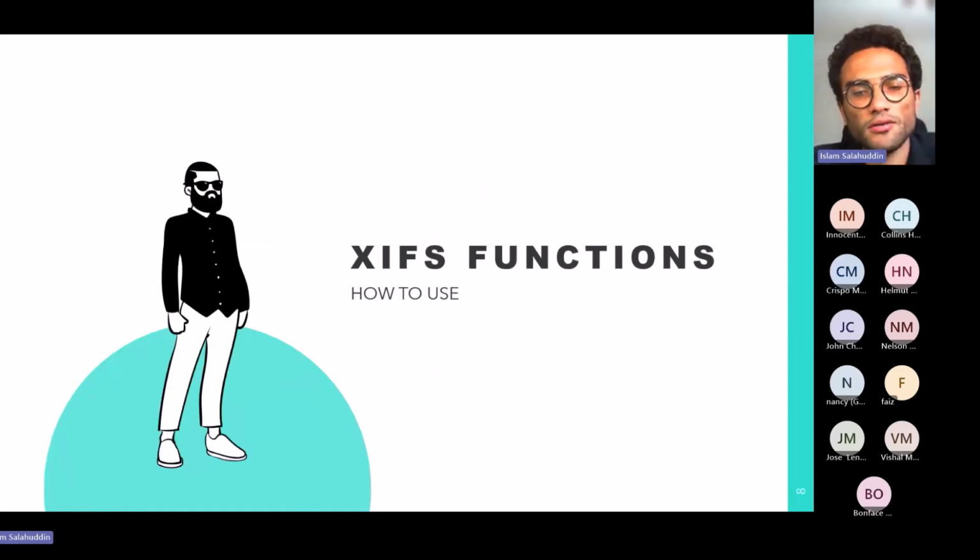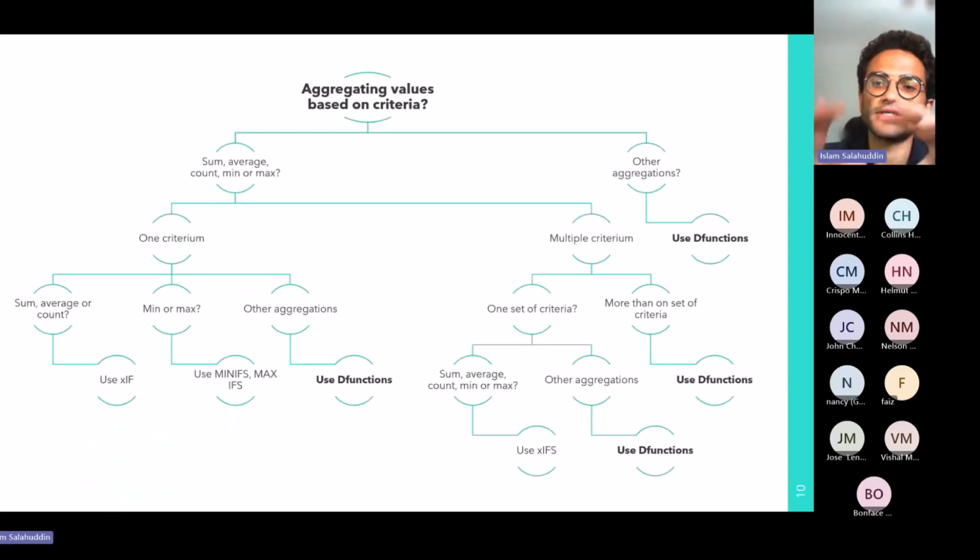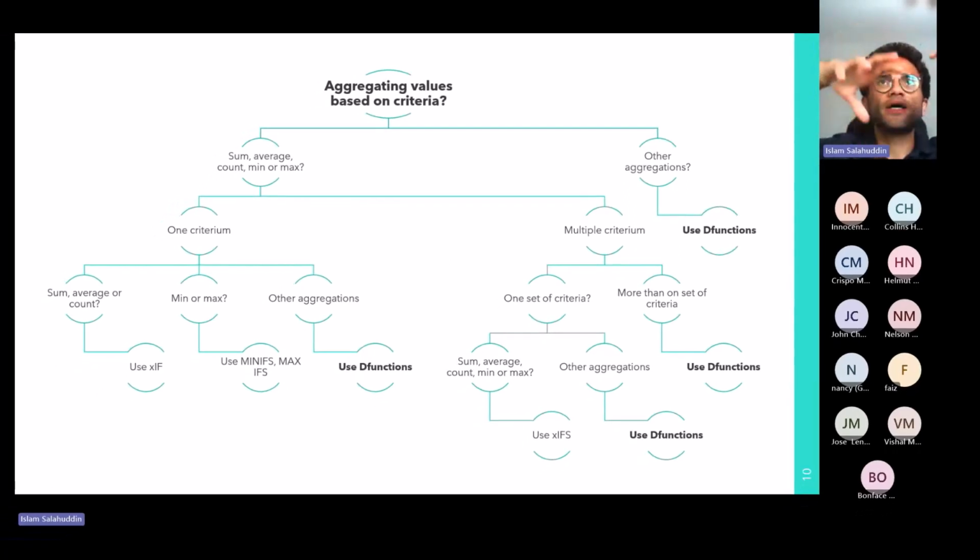Yes, we have looked at how XF functions can be used, and we have also seen the LAMBDA in action. Now, what I want to get to is that decision tree. If you want to aggregate values based on criteria, how do you decide? How do you decide if you're going to use the XF functions or the database functions?